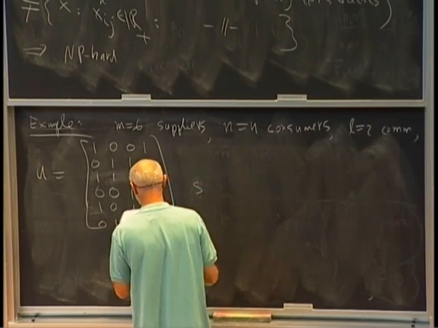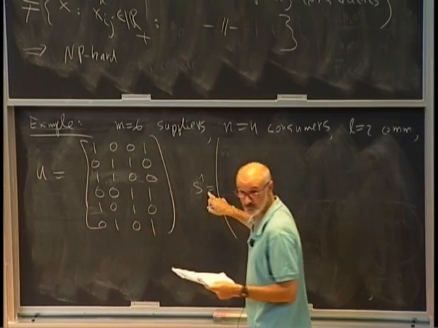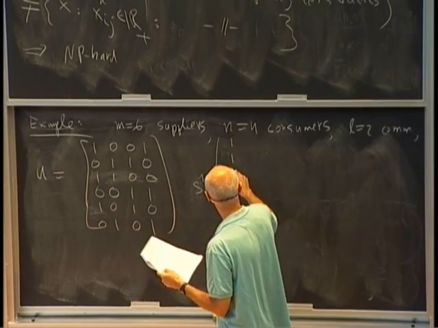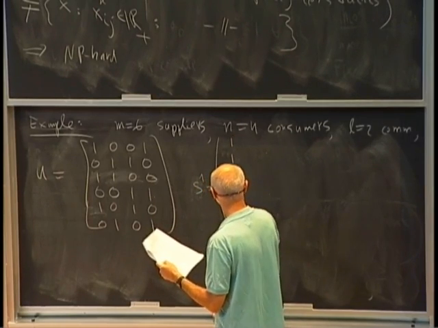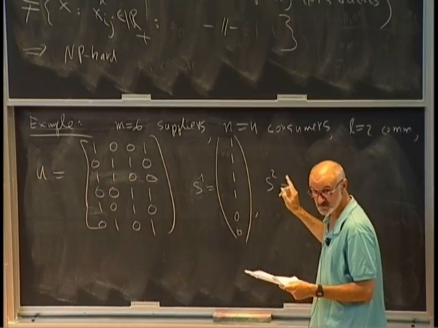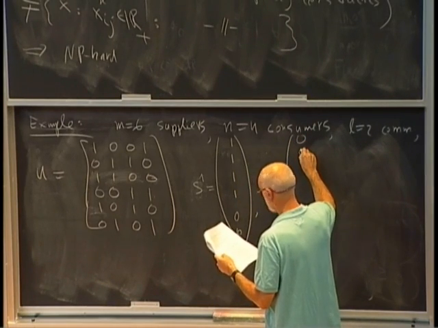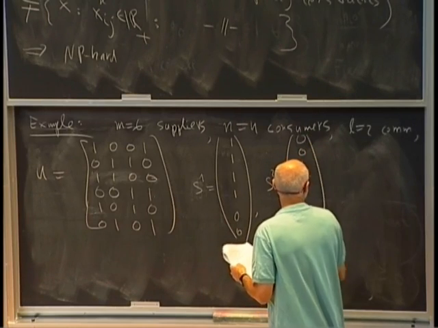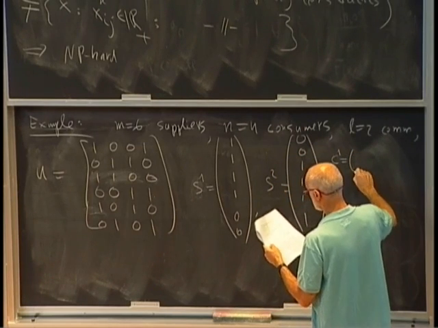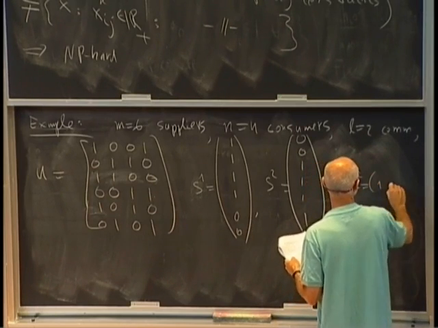Let me tell you what the supplies are. Let me write down the first commodity as a vector. These are the supplies in the first commodity for each one of the 6 suppliers. So this is 1, 1, 1, 1, 1, 0, 0. S2 is the vector of all supplies of the 6 suppliers in the second commodity. So 0, 0, 1, 1, 1, 1. Then we have the consumptions. So consumption in commodity 1 of the 4 consumers is actually the same as consumption 2 of the 4 consumers. This is 1, 1, 1, 1.